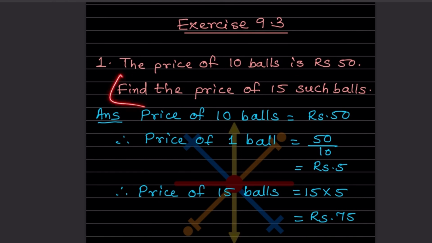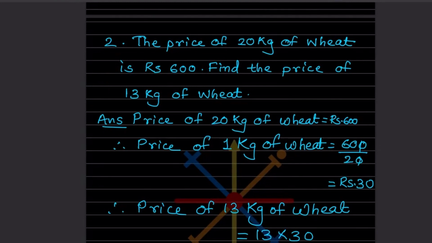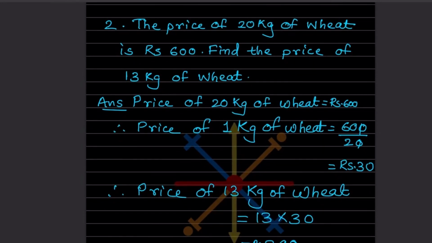So now we will go for the second sentence. What does this say? 15 such balls. So price of 15 balls, that is 15 into 5, that is 75. So this is called the unitary method. Hope you got this one. So now the second one also says the same. Price of 20 kg of wheat is 600 and find the price of 13 kg of wheat.